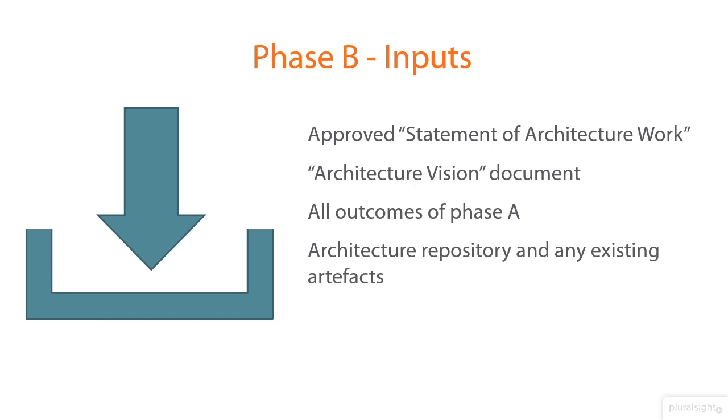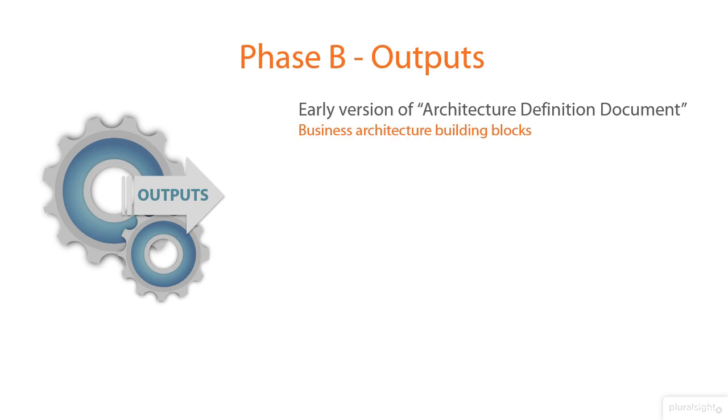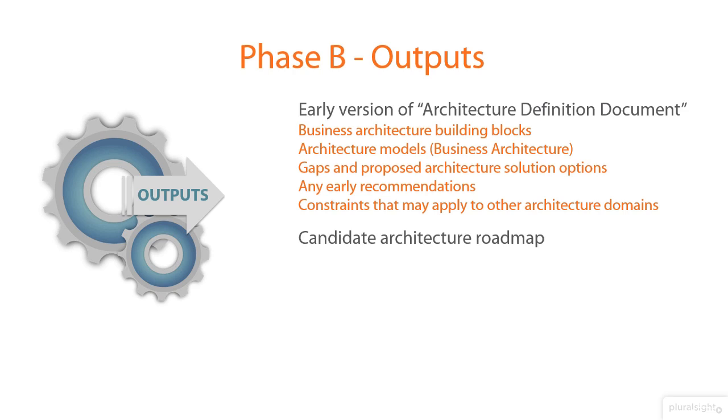going into this phase. The key outputs of this phase include draft of an early version of architecture definition document, elaborating business architecture building blocks, relevant architecture models directed at business stakeholders, illustrating current and target state architecture, the gap identified and proposed architecture options, the pros and cons of each, and any early recommendations, as well as any constraints that may apply on information systems or technology architectures. This phase also provides a candidate architecture roadmap purely from a business architecture perspective.